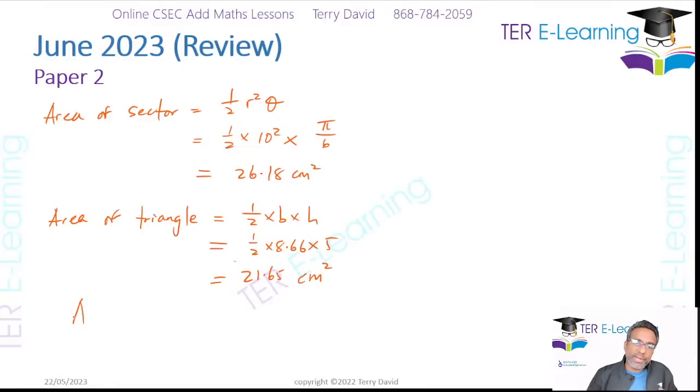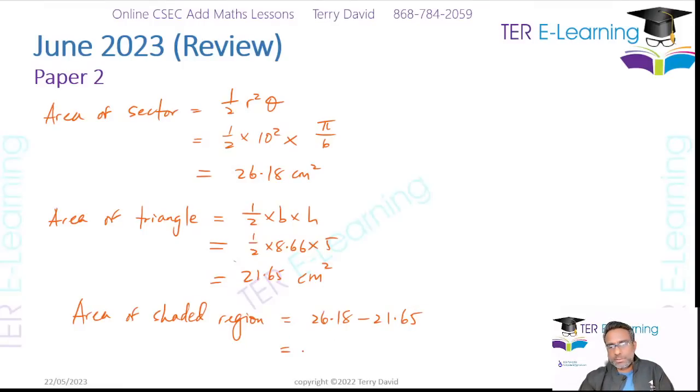So therefore, the area of the shaded region is simply going to be 26.18 minus 21.65, and you're going to get 4.53. So I'm getting something like about 4.5.